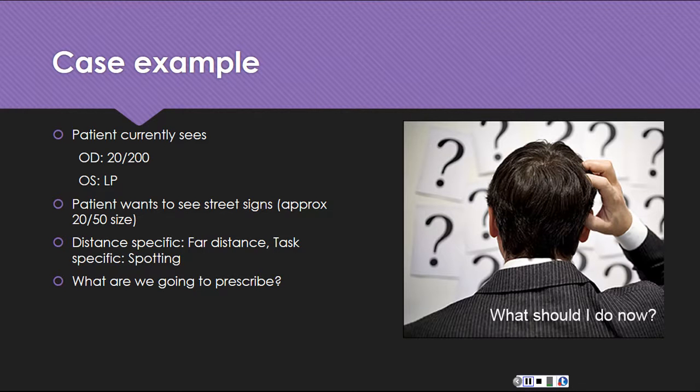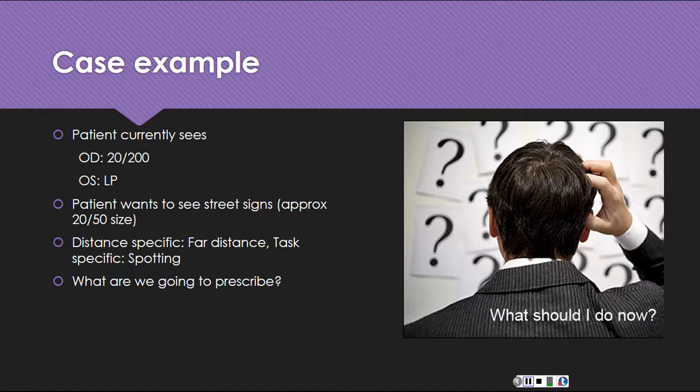When we have a goal we want to look at specifically, we usually like to at least have some sort of acuity or some sort of measurement to assign to it. So for street signs, we're going to say that's approximately the size of a 20/40 size letter or a 20/50 size letter. That's just one way that we can use as we're going forward with calculations. When we come back after midterms, we'll show how these calculations work together.